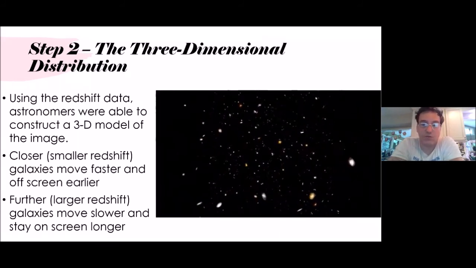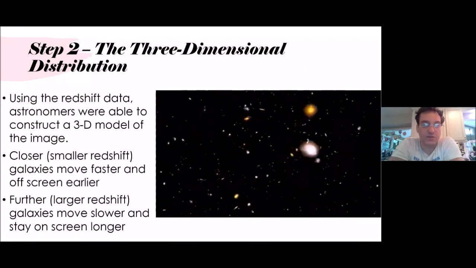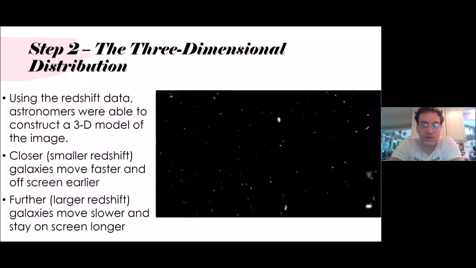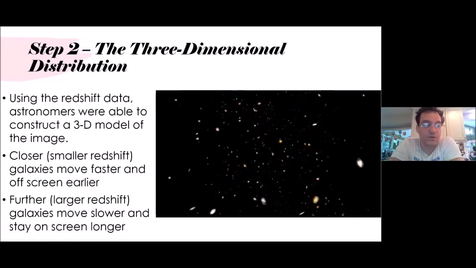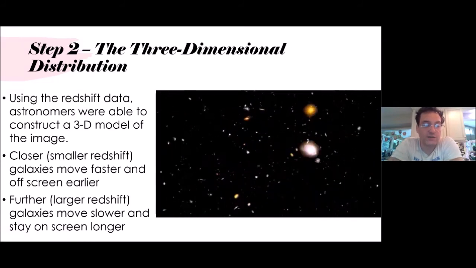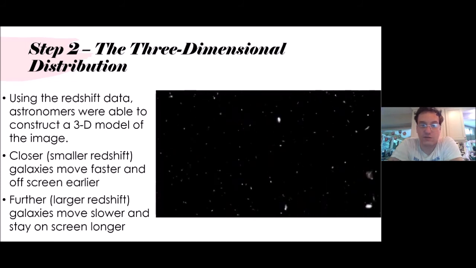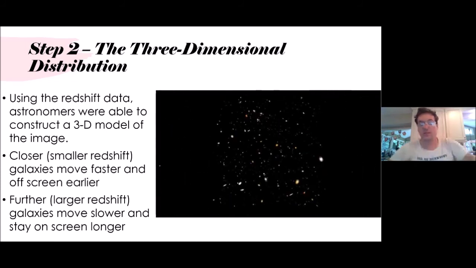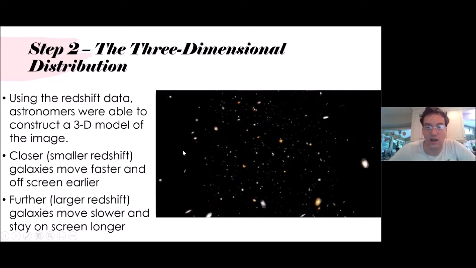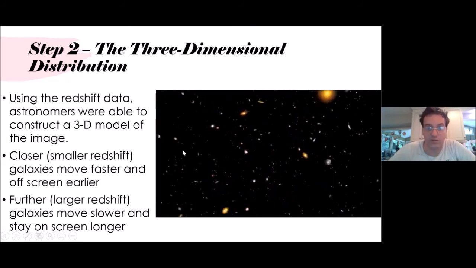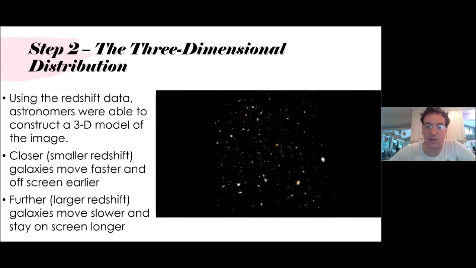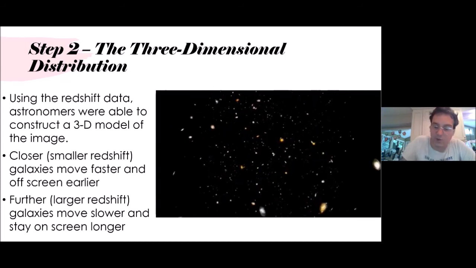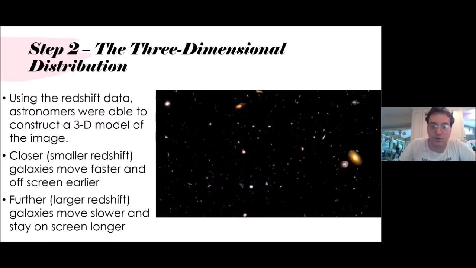As you can see, we're moving through it, and the closer or the smaller redshifted galaxies are moving faster, and they move off screen quicker. Whereas the further or the larger redshifted galaxies are going to move slower and stay on the screen longer. That's how they constructed this image, based on the redshifts, and it gives a three-dimensional view of the deep field view.